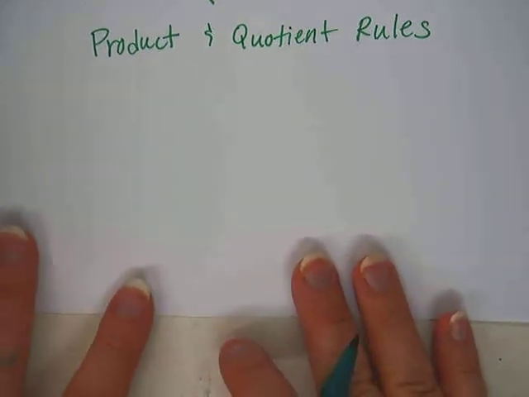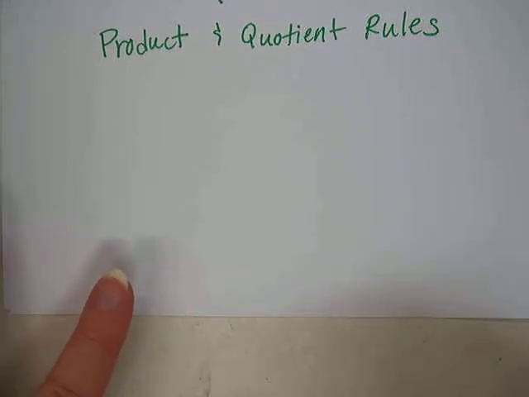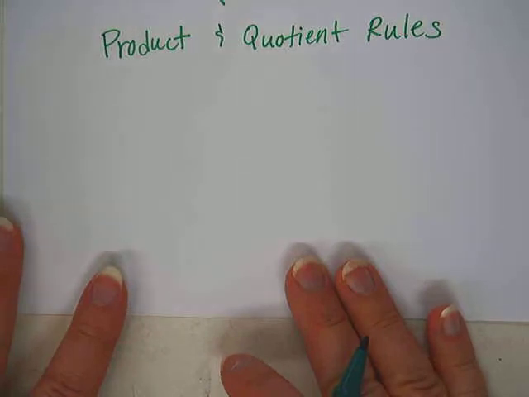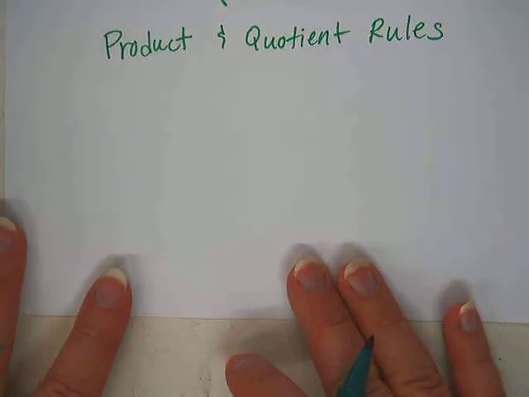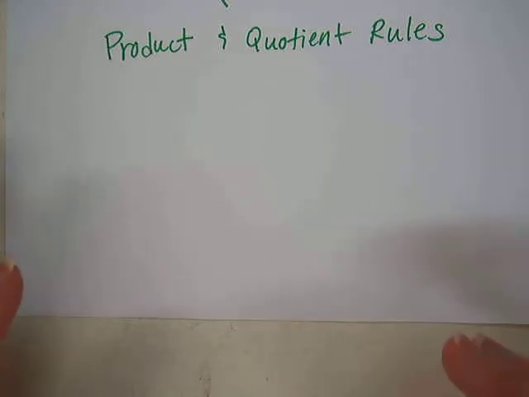Okay, to find the product or quotient of a complex number, we can change it to trig form and then use these formulas instead of having to FOIL and simplify that way.